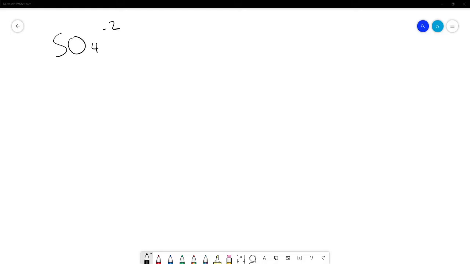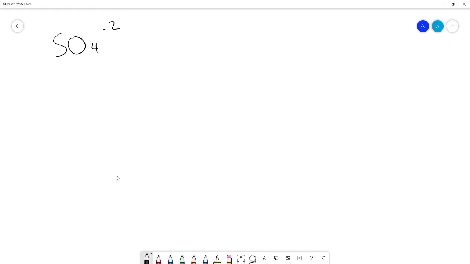We'll be talking about the formal charge of sulfate as well as how to draw it. It's a complete walkthrough on the Lewis structure of sulfate, explaining the formal charges as well.